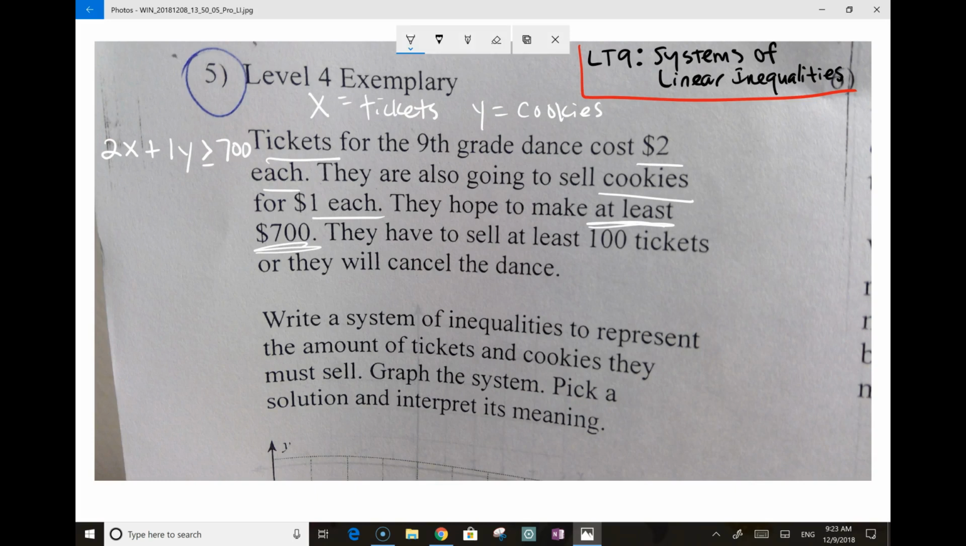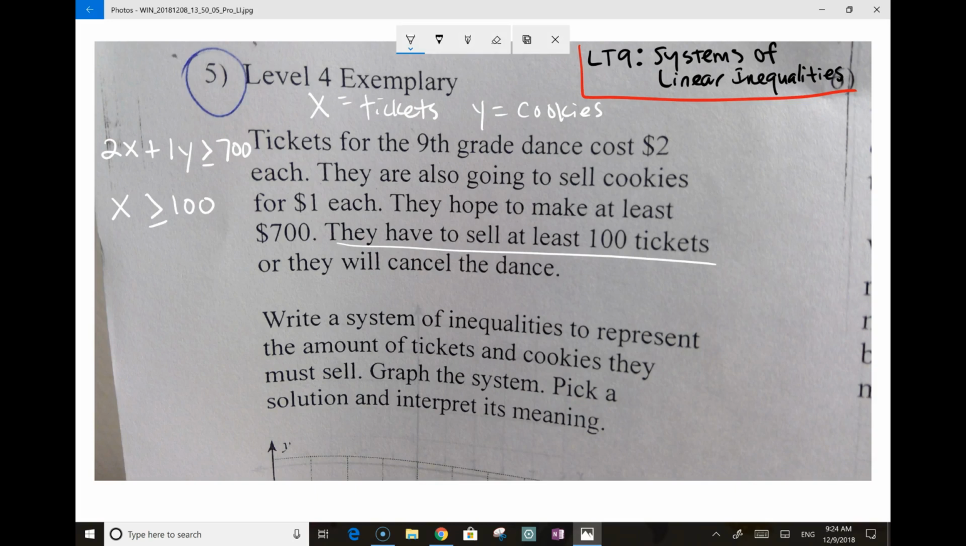And I put the equality in there because 700 is the minimum. So if they make $700 but no more, then they still met their requirement. The other part of this says that they have to sell at least 100 tickets or they will cancel the dance. So because the number of tickets is represented as X, the number of tickets must be greater or equal to 100, which is a second inequality.